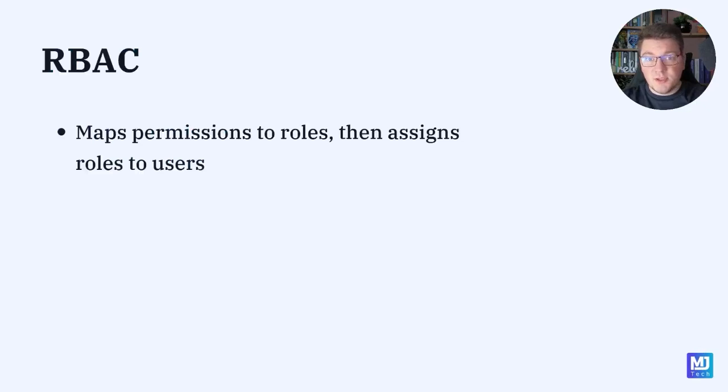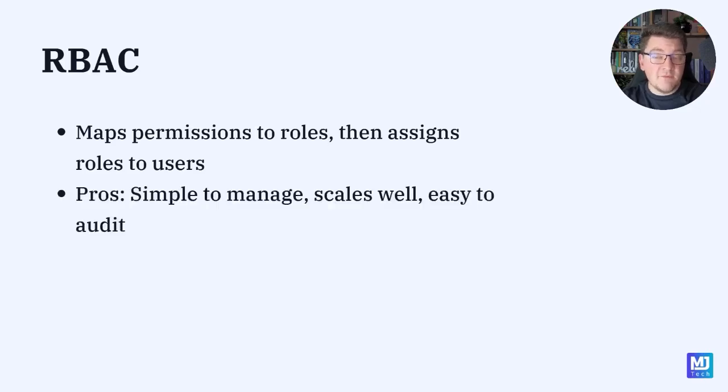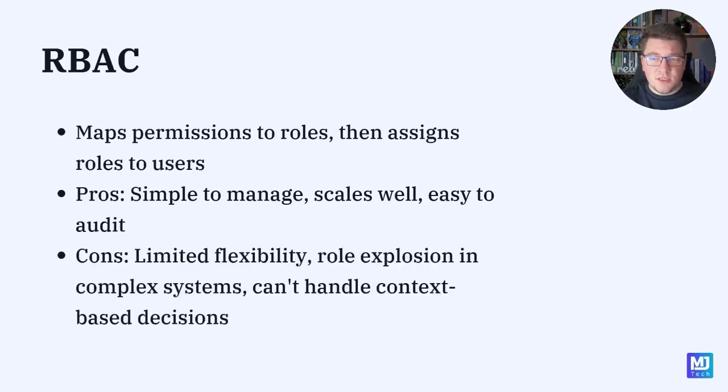How this works is by introducing the concept of a permission and connecting our roles to the permissions. So we're mapping the permissions to the roles, and then we are assigning roles to our application's users. The benefits of this approach are that it's relatively simple to manage, it scales well, and it's easy to audit our authorization policies. However, even though it's a very granular authorization approach, it has limited flexibility in how much authorization it can offer and what we can achieve using permissions. There's also a possibility that we get role explosion and permission explosion in very complex systems, and the obvious downside is that it can't handle context-based decisions, which is something that attribute-based access control solves.